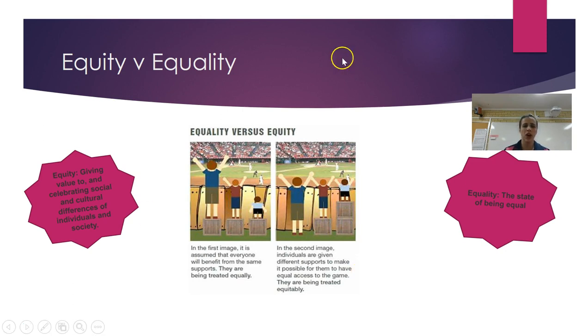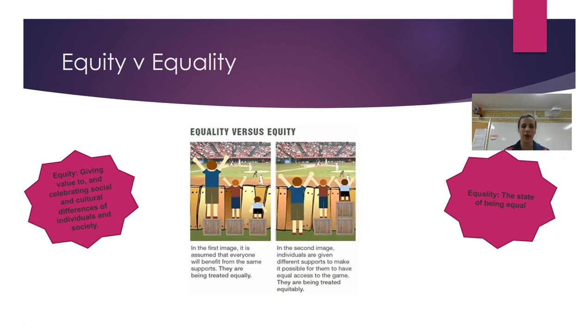So the diagram here really sums it up, and like I said, health girls, you've seen this before. In the first image, it's assumed that everyone will benefit from the same support. They are being treated equally. So you've got a really short person, this one's tall, they're all on the same box. They have been treated equally. Can they all see the game?